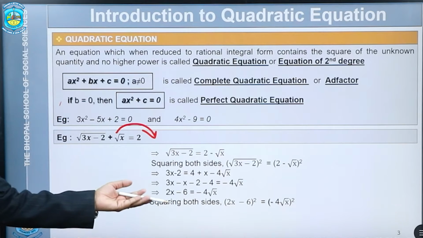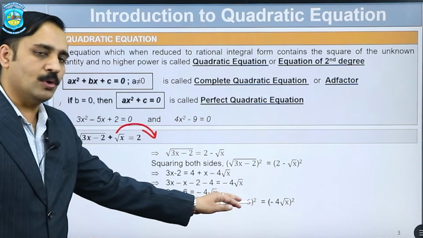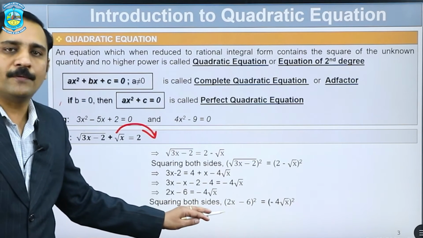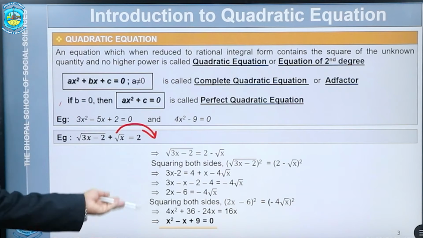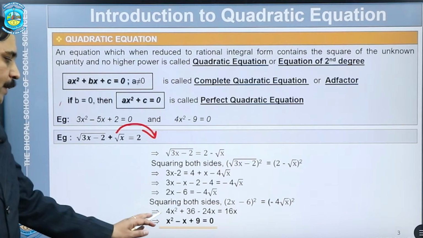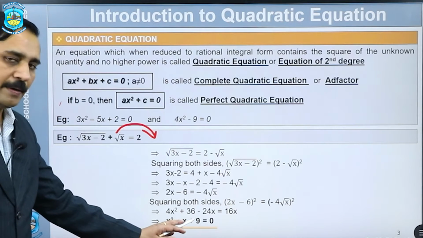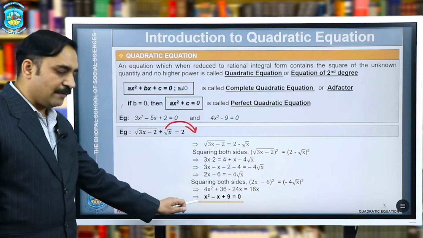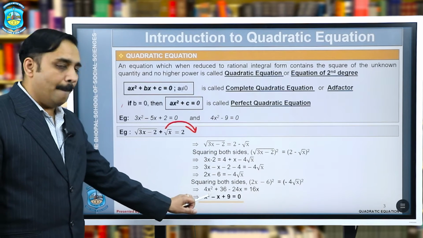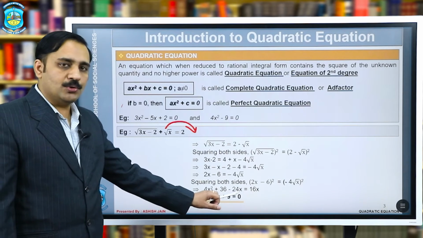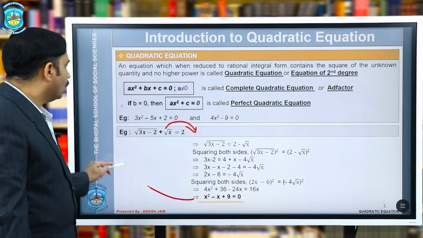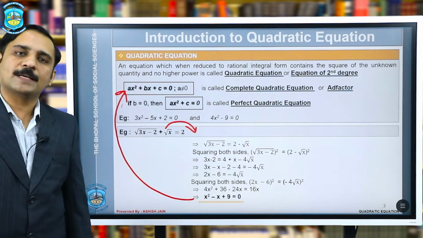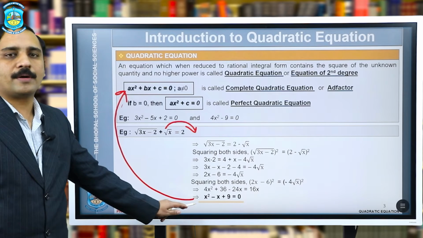Now again squaring both the sides, we have 2x minus 6 whole square and minus 4 root x whole square. This left hand side is again of the form a minus b whole square. On again expanding, we have 4x square plus 36 minus 24x is equal to 16x. On solving further, we have the equation x square minus x plus 9 is equal to 0. If we compare this equation with our general form, it is of the form ax square plus bx plus c equal to 0. Now this is a quadratic equation.